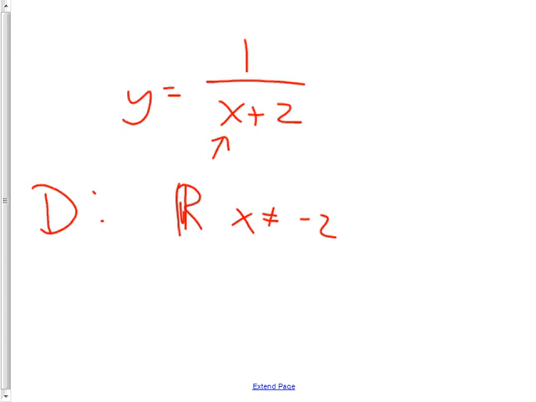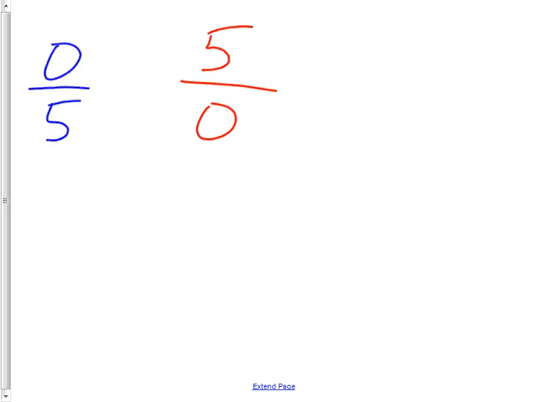So I'm hoping you're getting the idea that if I had, like, there's two things. There's the red thing and the blue thing. One of them's totally fine, and one of them's totally impossible. Which one's totally fine? The blue one. You can have 0 on the top. That's not a problem, because 0 divided by 5 is like having 0 cookies, dividing it amongst 5 people. That happens all the time.